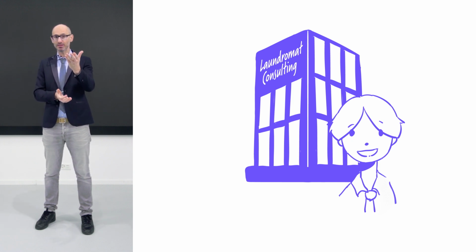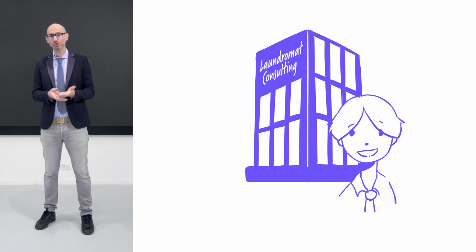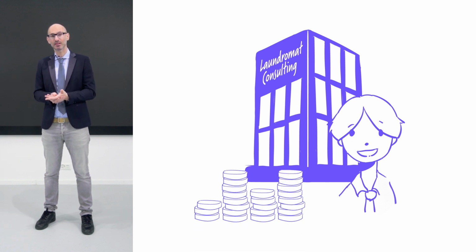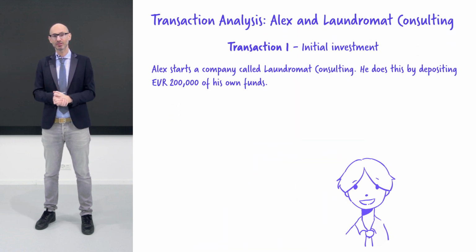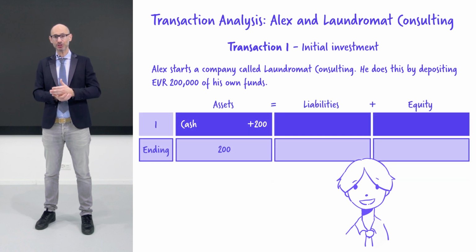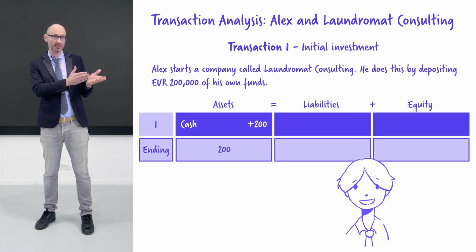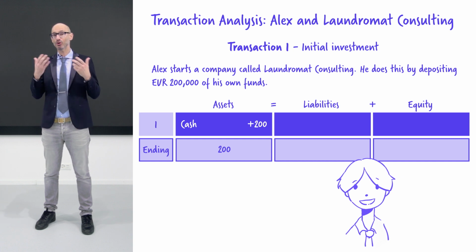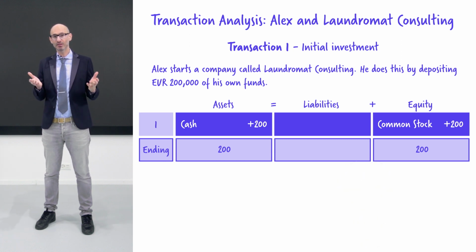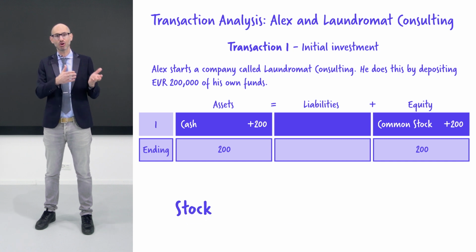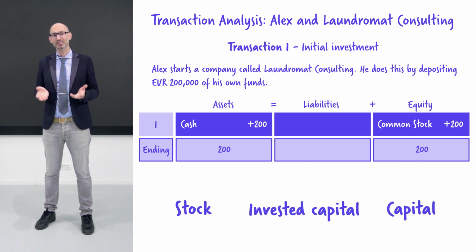In the first step, he has to create the company. And to do so, he has to deposit some money. Let us say that he starts by depositing $200,000 of his own savings. The entries on the balance sheet would be cash plus 200 on the asset side of the balance sheet. Given that the cash came from the owner, the corresponding entry on the right side of the equation would be common stock under equity. Common stock is the most common term used when describing an owner's investment. However, sometimes you see other similar terms like stock or invested capital or simply capital.